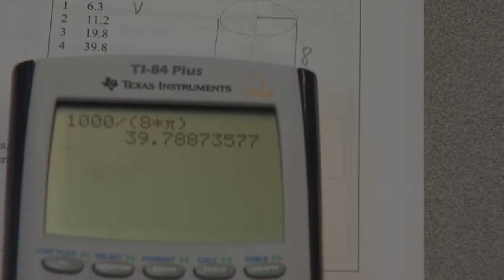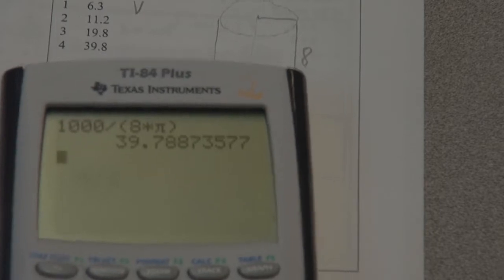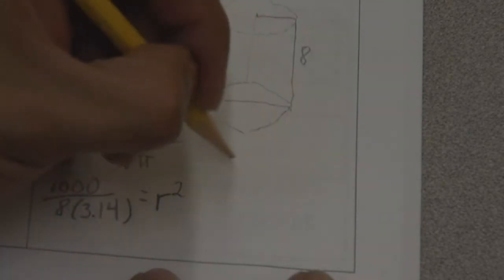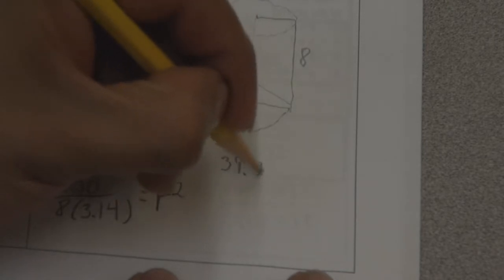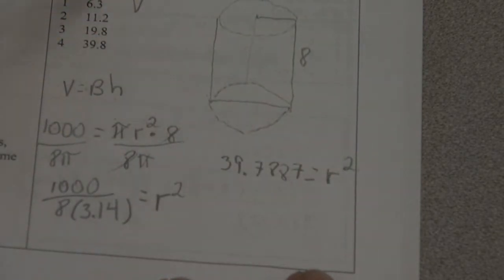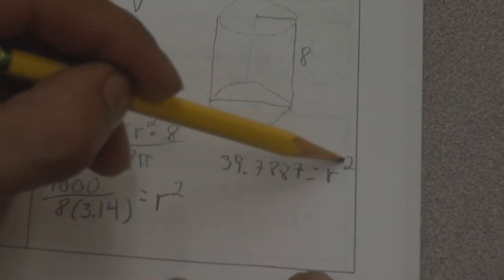39.7887. Oh my God, too nice. All right, then, so I write it right here. By the way, this is r squared, remember? From here. Okay, so I have 39.7887. I'm just gonna stop there, being equal to the radius squared. Guess what? They want the length of the radius. They don't want radius squared. So how do I undo this squaring?